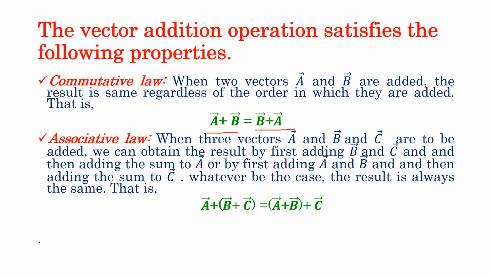The next law is the associative law. When three vectors A, B and C are to be added, we can obtain the result by first adding B and C and then adding the sum to A, or first adding A and B and then adding the sum to C. Whatever be the case, the result is always the same. There is no change in the result at all.